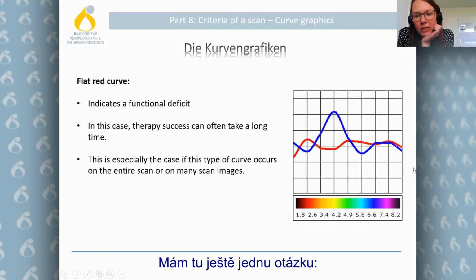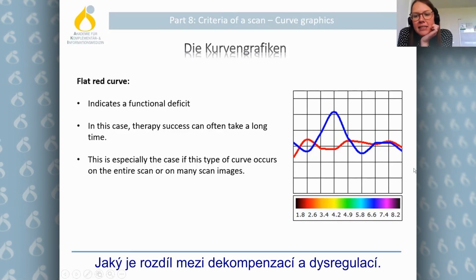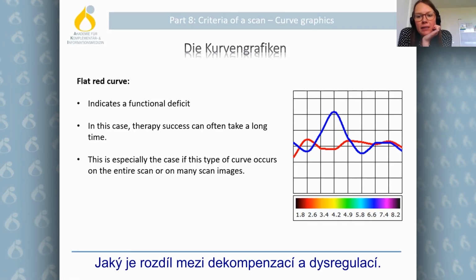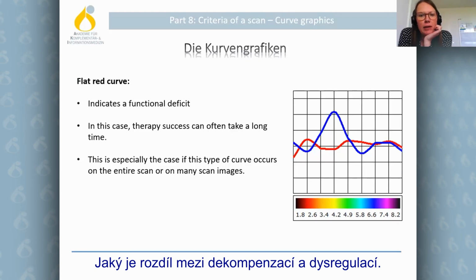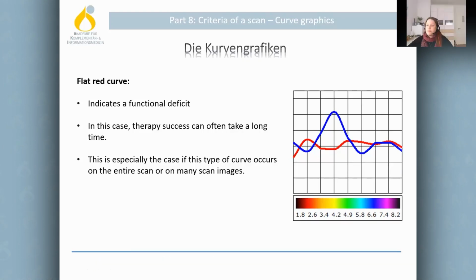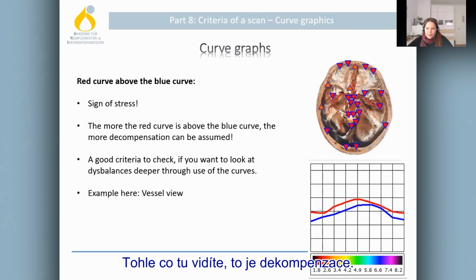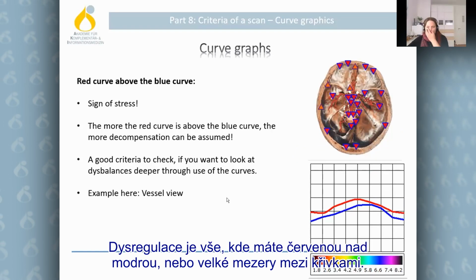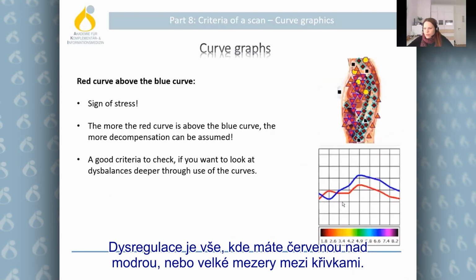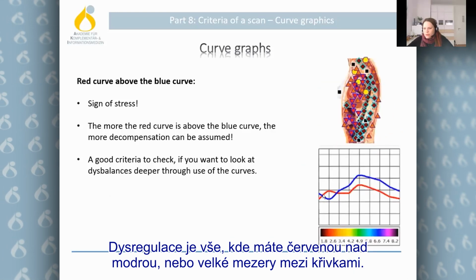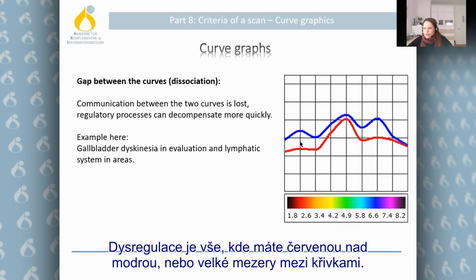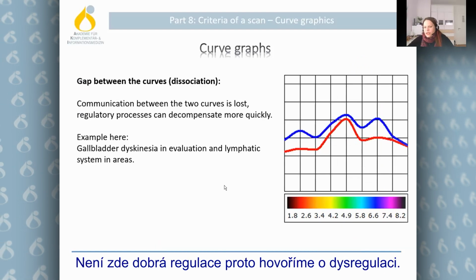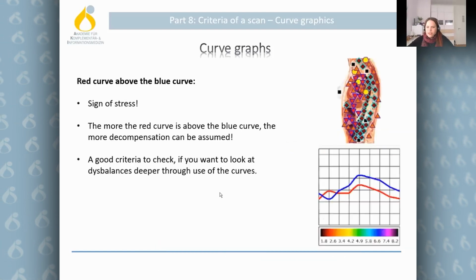Ute, there was just one question in the chat. The difference between decompensation and dysregulation. Yep, thank you. This is the decompensation you see here. So dysregulation is everything where you have red above blue or where you have these gaps between. So this is not regulated well, so it's a dysregulation.